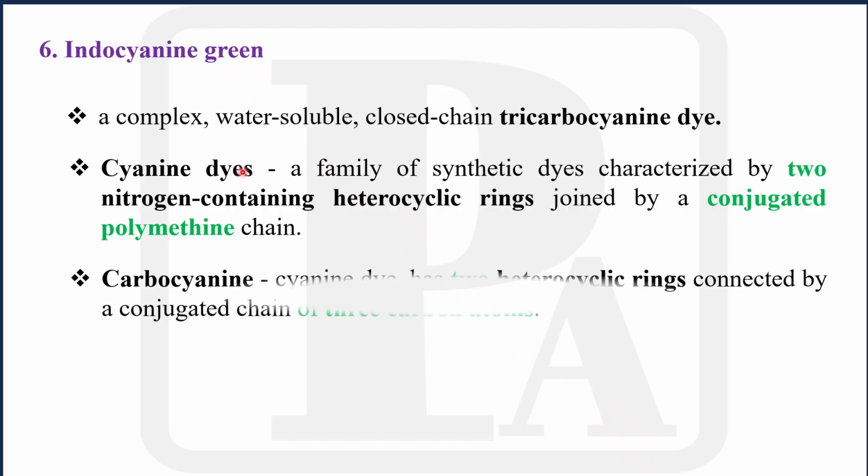So next one is carbocyanin. Same heterocyclic rings with the nitrogen, but the change is it is having 3 carbons, that is, a conjugated chain of 3 carbon atoms. So polycarbons are there, that is called cyanin. 3 carbons are there, that is called carbocyanin.